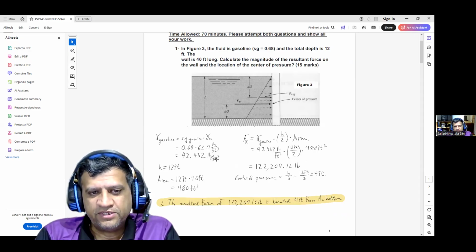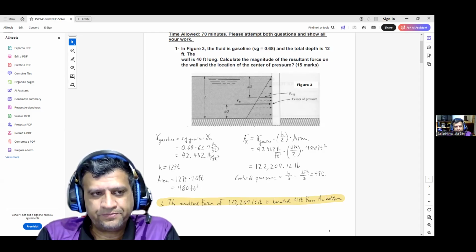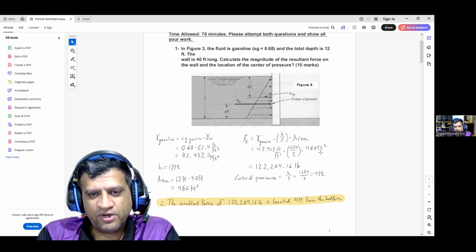So then you need to determine the area of the wall. You've got the height, 12 feet, and you've got the width, 40. So the area of the wall is 480 square feet. So the resultant force would be the specific weight of gasoline multiplied by half the height of the wall times the area. So that's 42.432 times 12 over 2 times 480, which should give you this answer here.